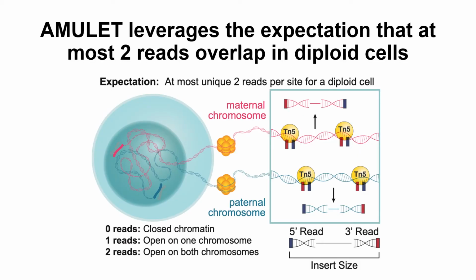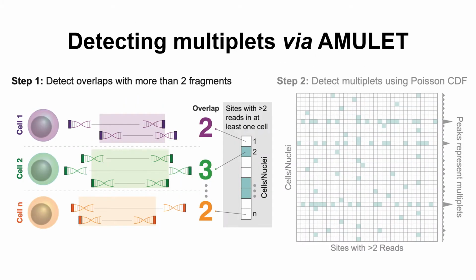Unlike previous methods that are based on similarity to artificial multiplets, AMULET only depends on the recount information captured by single nucleus ATAC-seq data. Instead, AMULET detects multiplets in diploid cells by leveraging the expectation that at most two reads overlap a position in the genome. First, AMULET identifies all instances where greater than two reads overlap a given position in the genome.